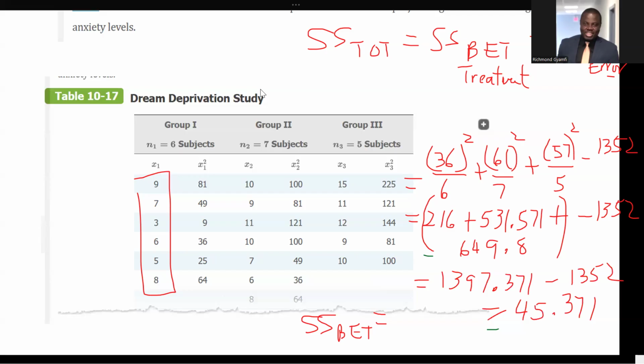So if I have SS total, which was 134, remember we calculated it to be 134. So SS total is 134 equals 45.371 plus SSW. So I could find my SSW by subtracting 45.371 from 134. I could do that. Let me double check on my values again if I got them right.